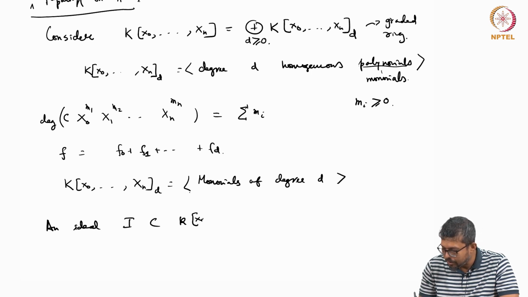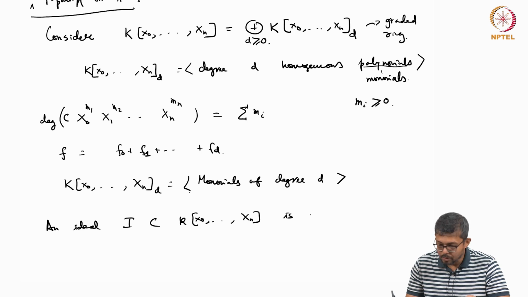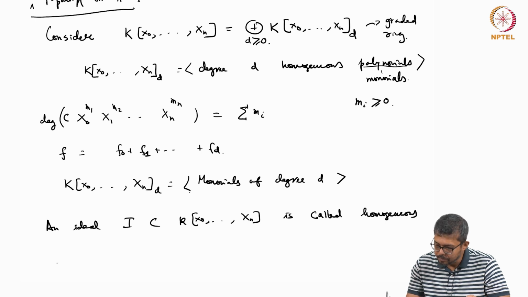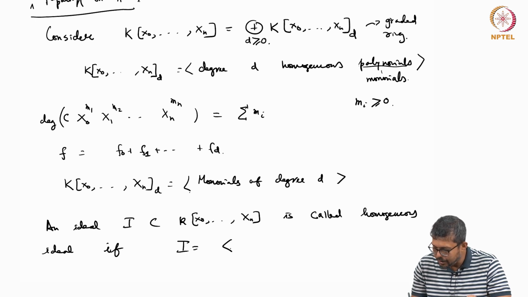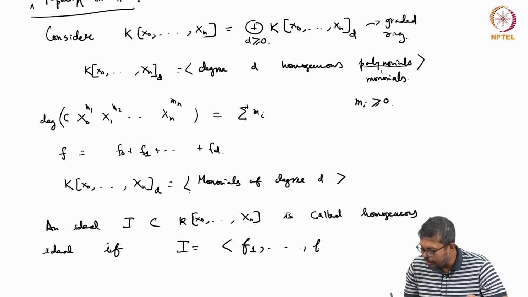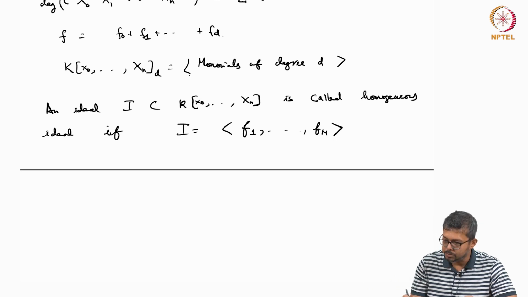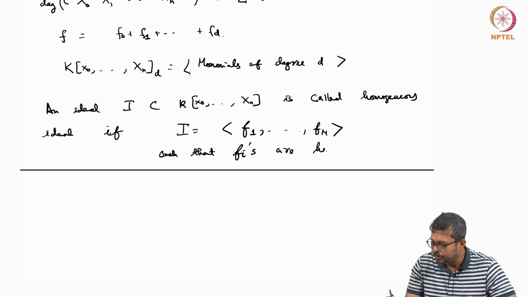So an ideal I in k[x naught, ..., xn] is called a homogeneous ideal if I is generated by, since any ideal here is finitely generated because these are all Noetherian rings, some generators F1, F2, ..., Fn which are homogeneous polynomials, such that the Fi's are homogeneous.